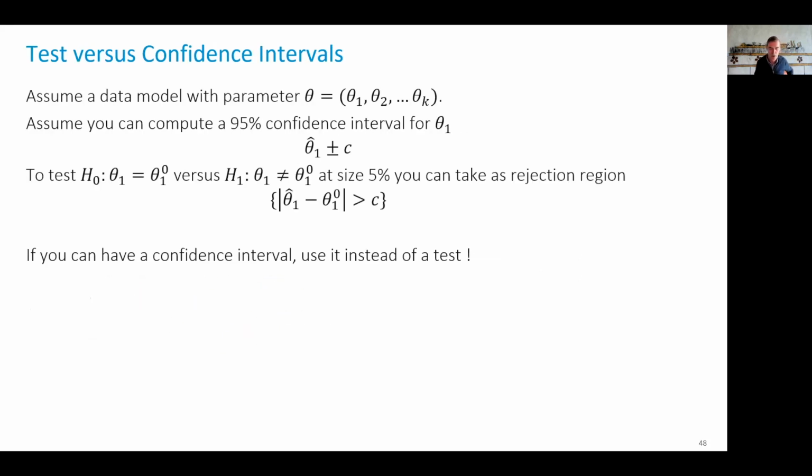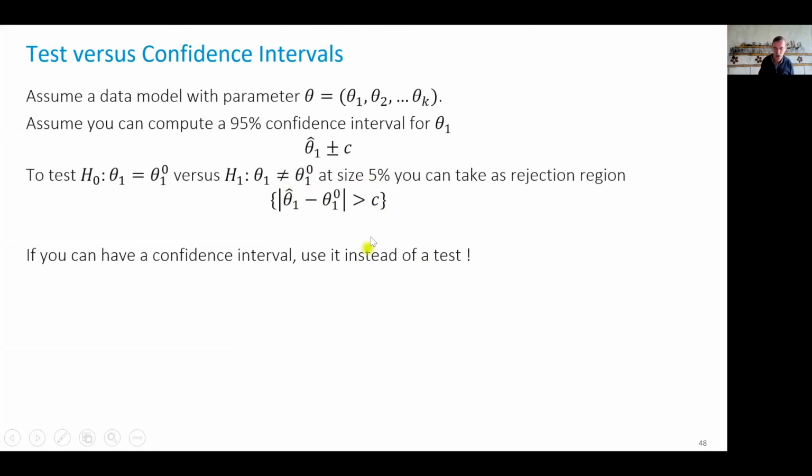And this is quite general. If you have a confidence interval for one parameter, or for a linear or nonlinear combination of the parameters, and you want to test whether this function of the parameter is equal to some specific value or not, then you can simply compute the confidence interval for this θ1 or for this combination of parameters and see whether the θ0 is in this confidence interval or not here.